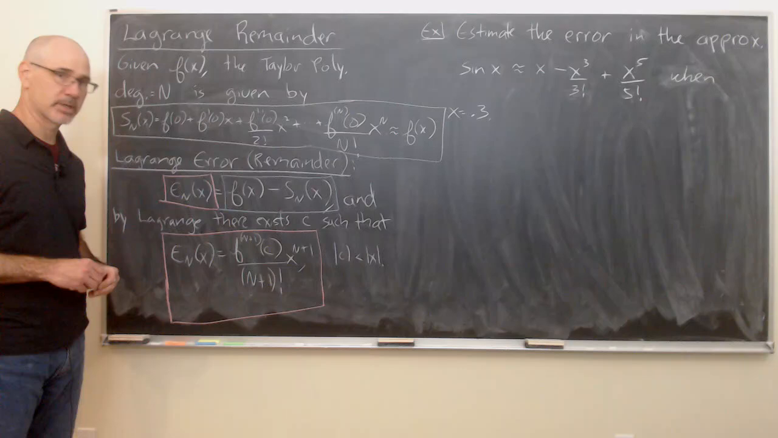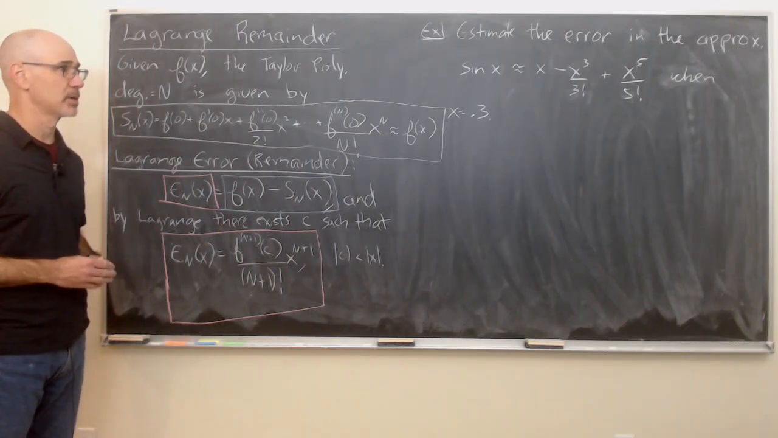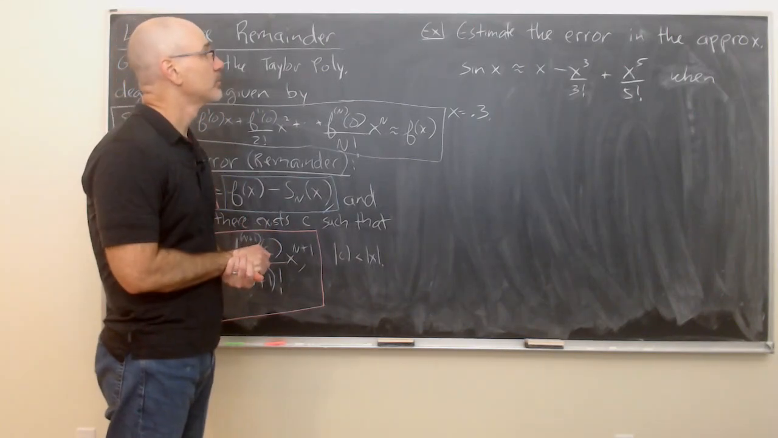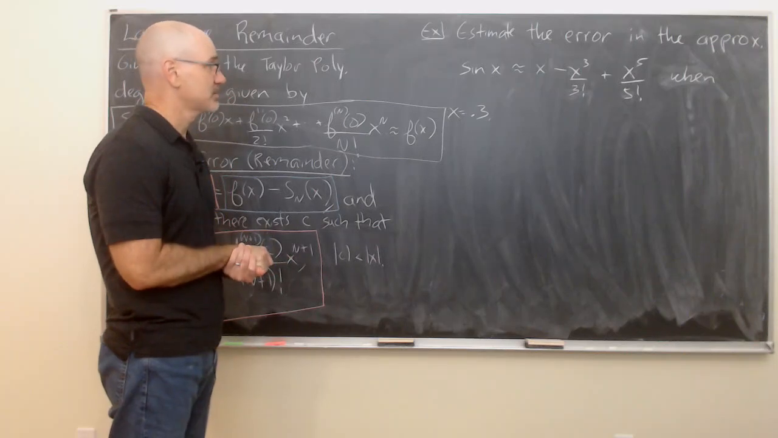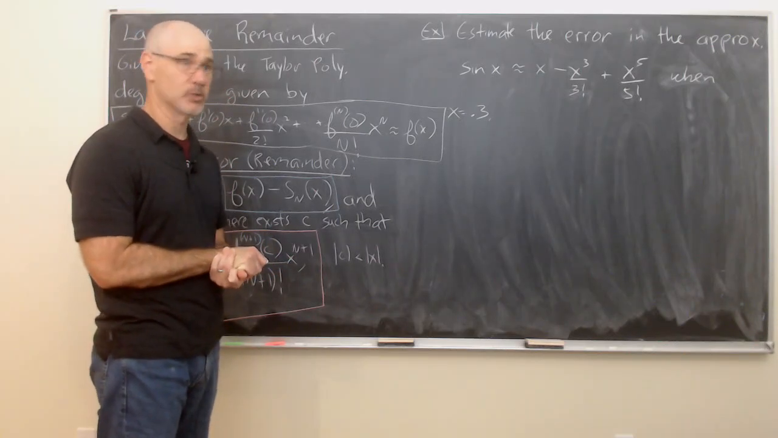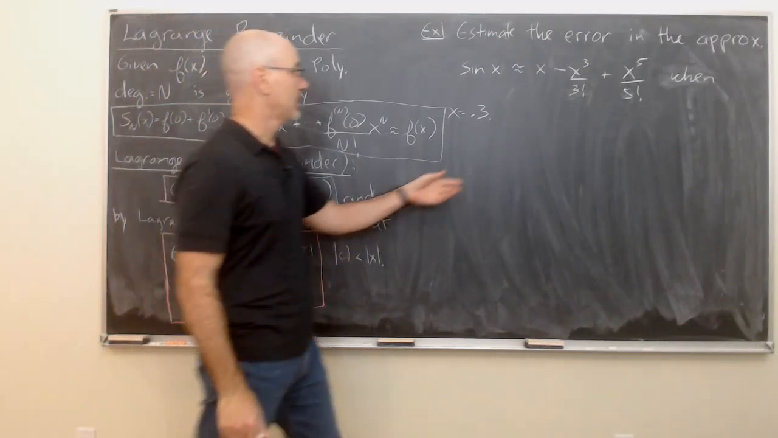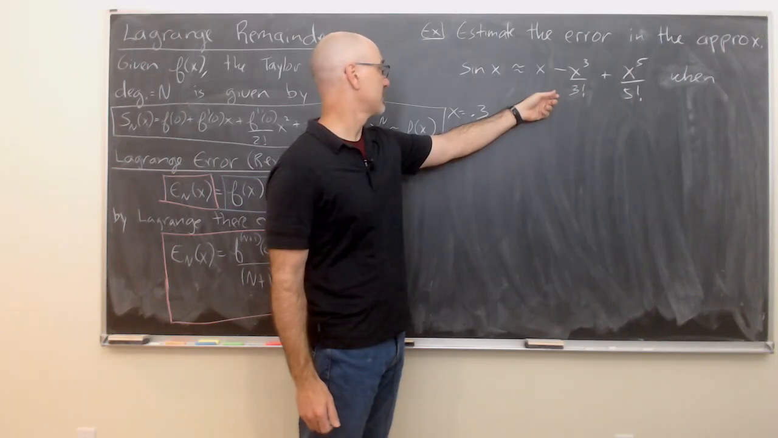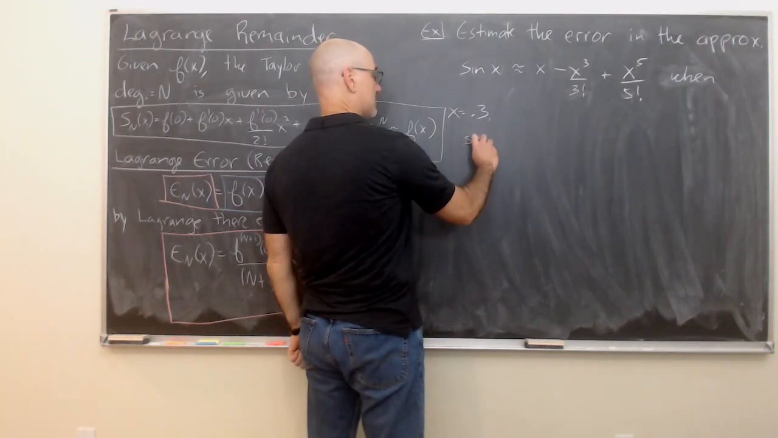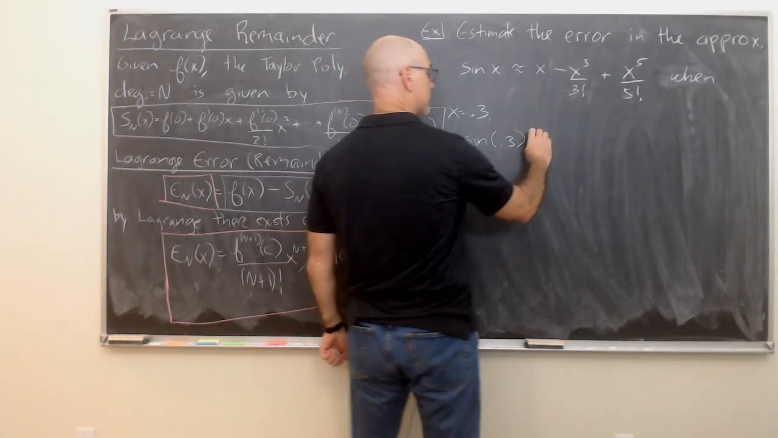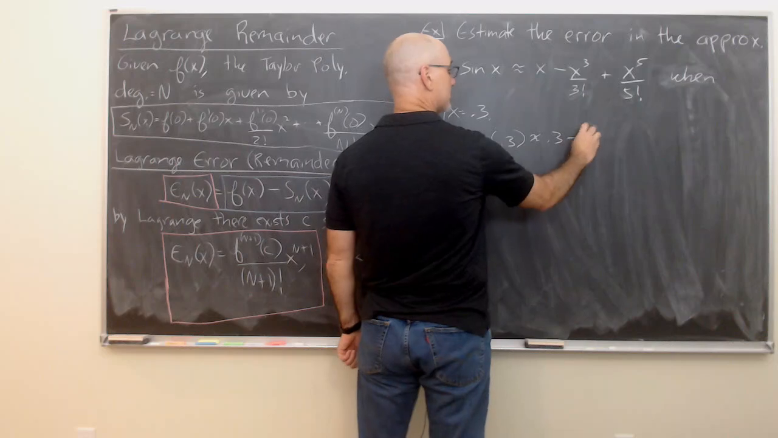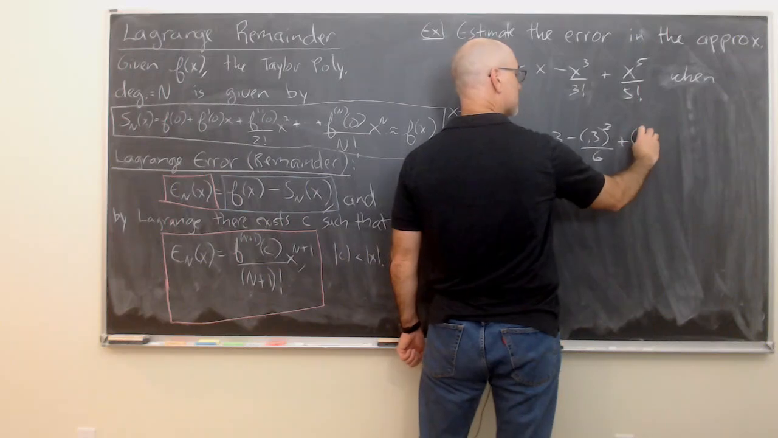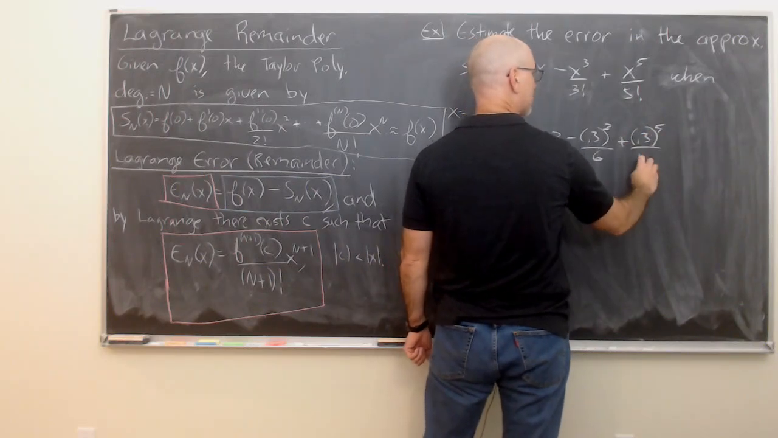So let's do a quick example to see how we might use the Lagrange remainder in practice. All right, so let's say our job is to approximate the sine of 0.3 with its Taylor polynomial. Okay, so I've written down the fifth degree Taylor polynomial for sine of x, and so the sine of 0.3 should be roughly 0.3 minus 0.3 cubed over 6 plus 0.3 to the fifth over 120.